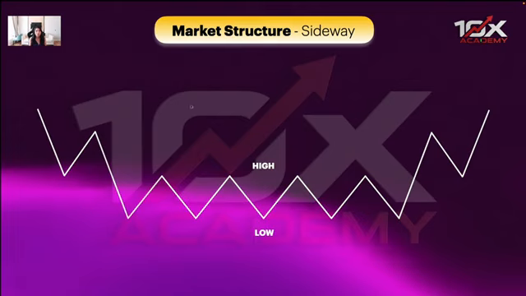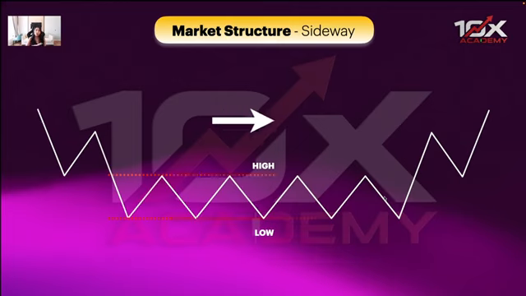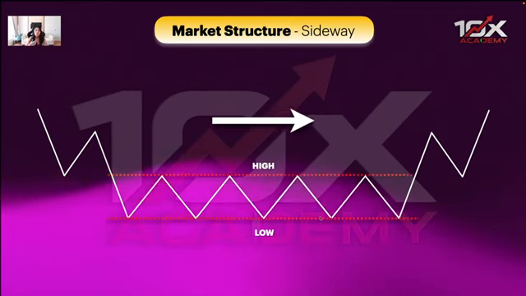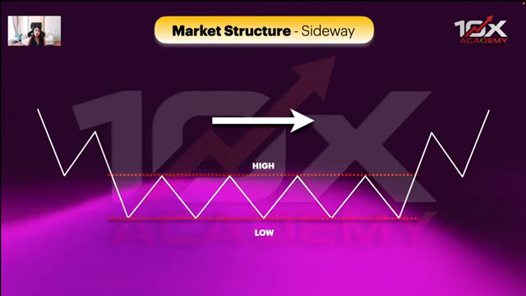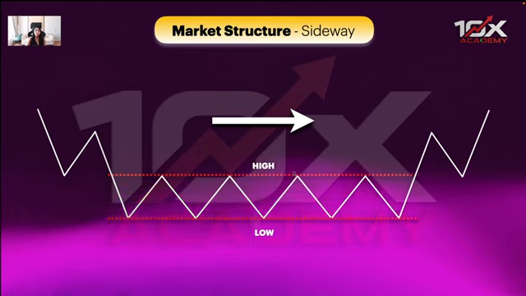Now let's take a look at sideways market structure, okay? When you guys see the market is moving sideways like this, it means that the market structure fails to break the high and the low levels, which means neither the bulls, which are the buyers, nor the bears, which are the sellers, have strong control over the market, which results in a lack of significant price movement, hence why it's sideways like this.